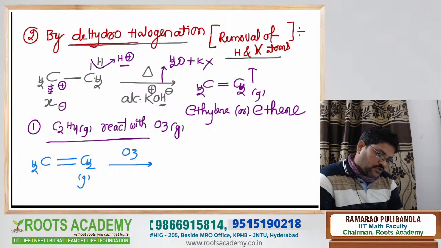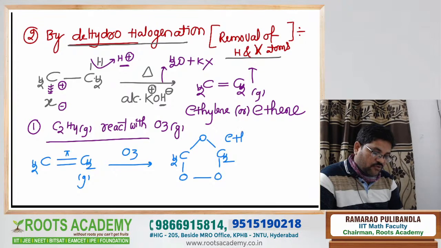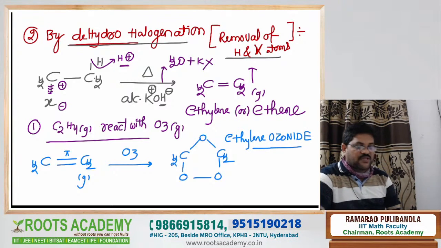That's why the ozone gas attacks the pi bond. And you get CH2, O, CH2, O, and you get ethylene ozonoid. Tell me what is forming? Ethylene ozonoid is forming. This is the simple explanation. Have no confusion on the explanation.